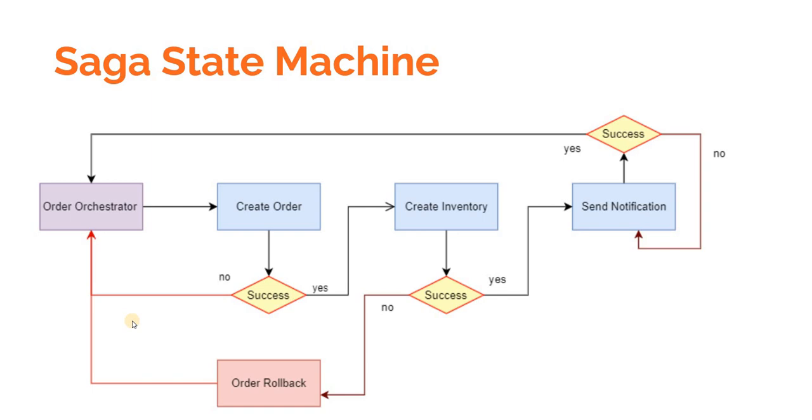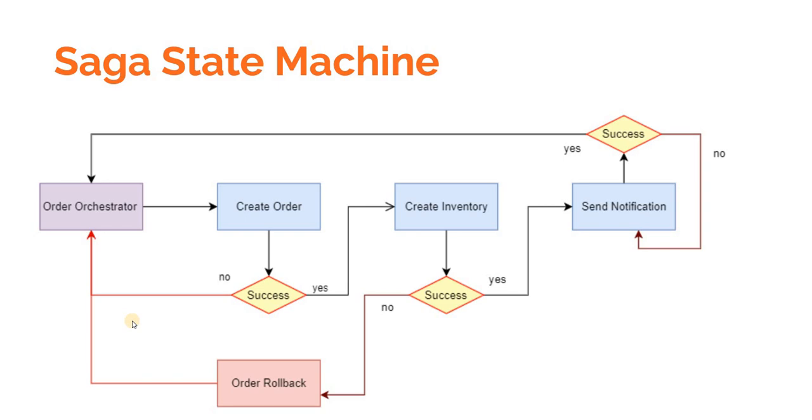The main responsibility of the order orchestrator is to first call the order API to create an order. If it is unsuccessful, then just send a response back. And if it is successful, then create an inventory. If the inventory creation is successful, then just call the notification API to send a notification.